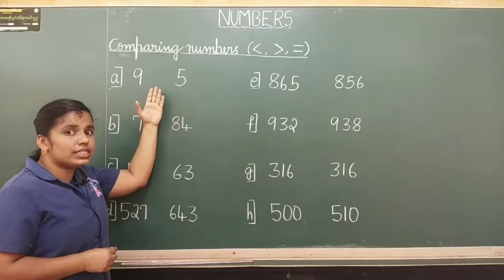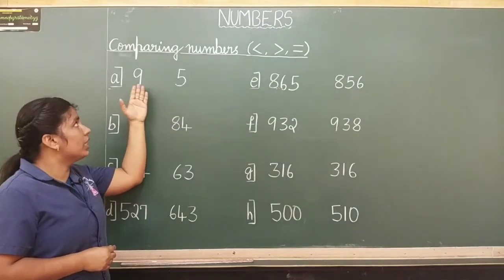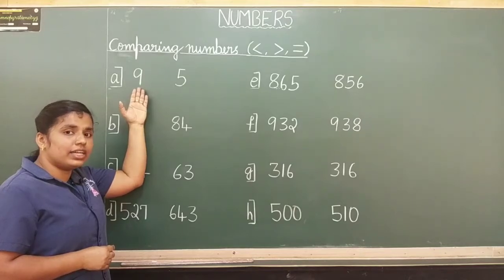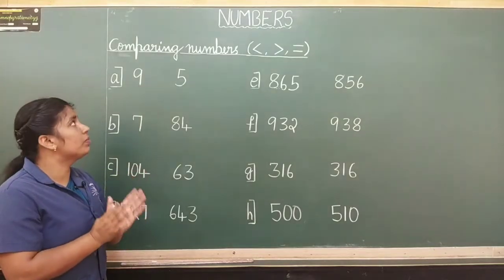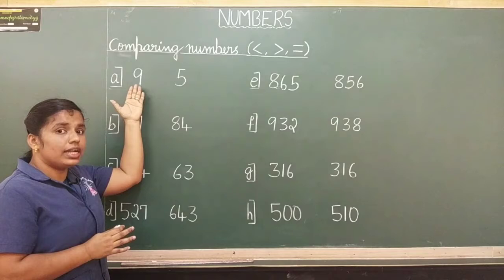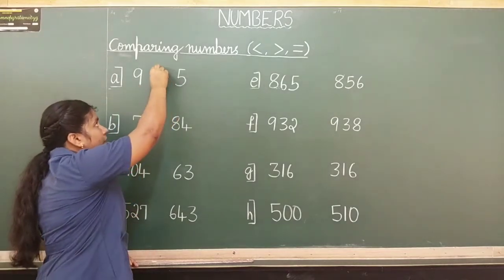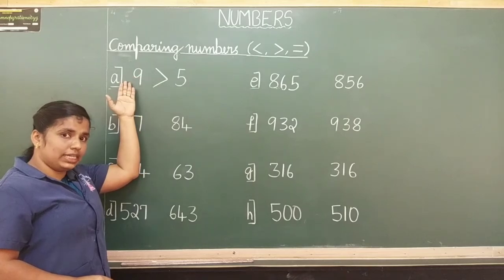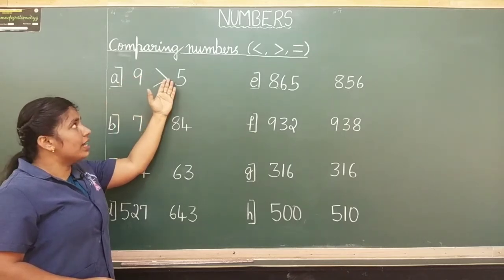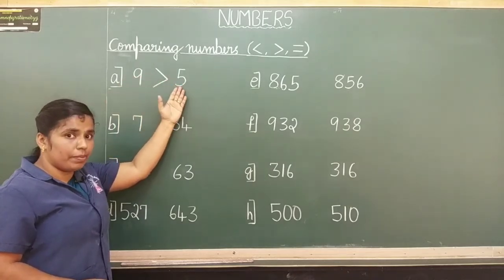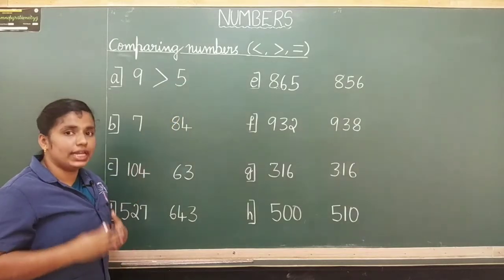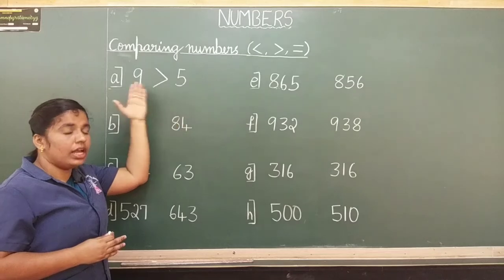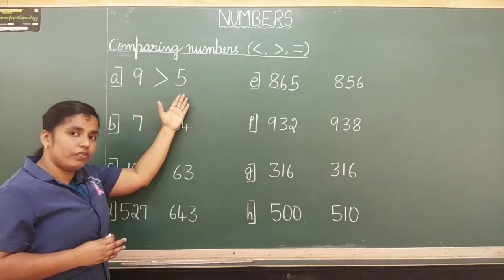So while putting the symbol, which side should represent 9? Since 9 is a greater number, the open side of the symbol should represent 9. So while putting the symbol, we have to put it like this: open side towards the greater number, closed side towards the smaller number. So while reading, we read it as 9 is greater than 5.